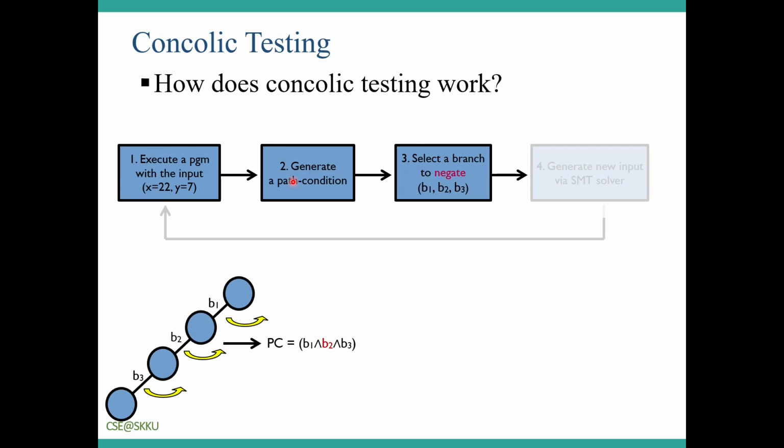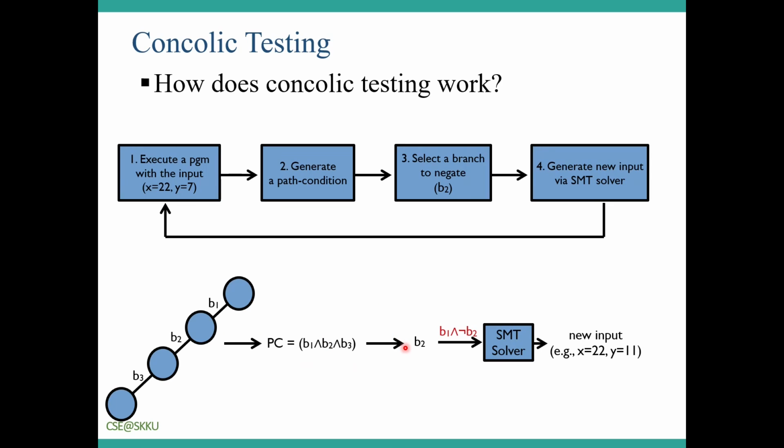And the third step is to select one branch condition from the path condition and negate it. So we do this in order to explore the opposite side of that branch, just like following the yellow arrow to a new execution path. So in this example, suppose that we choose B2 to negate among them.